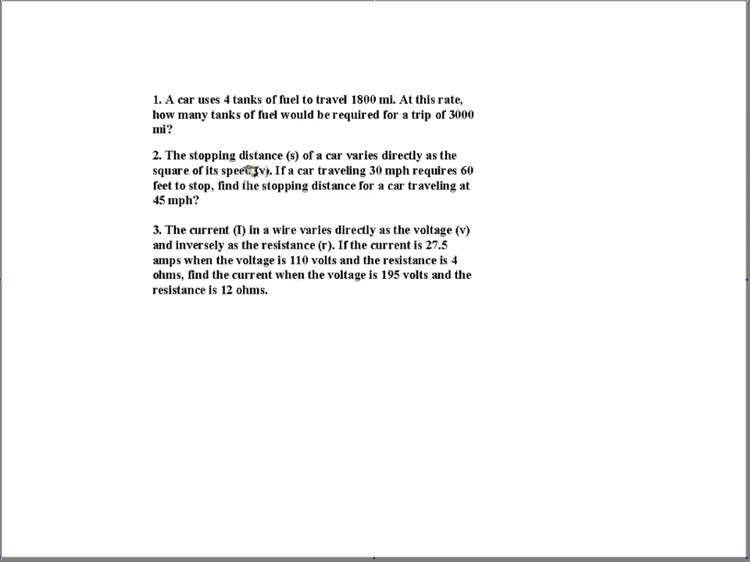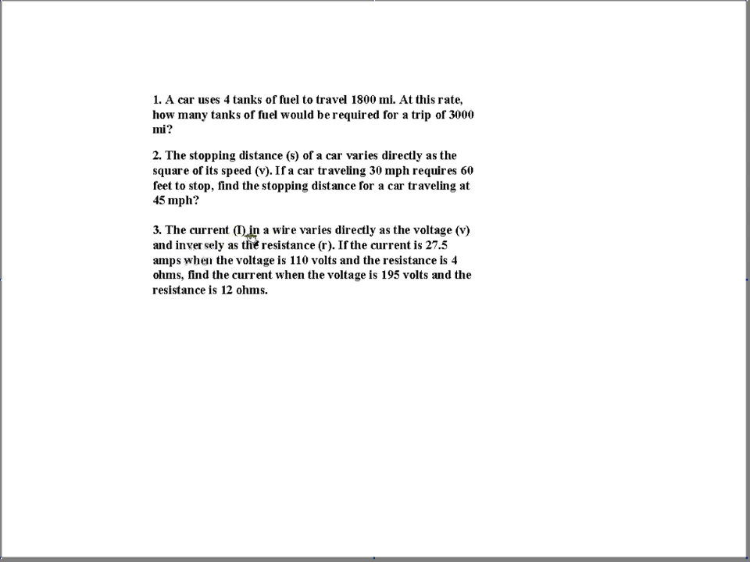The stopping distance S of a car varies directly as the square of its speed, V. If a car traveling 30 miles per hour requires 60 feet to stop, find the stopping distance for a car traveling at 45 miles per hour. So again, write the proper variation equation in terms of S and V. And then use the initial values here to find K, and then plug the K back in to finish the problem out. Same thing on number 3.